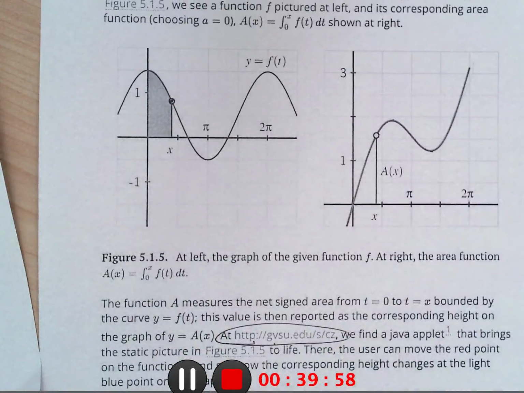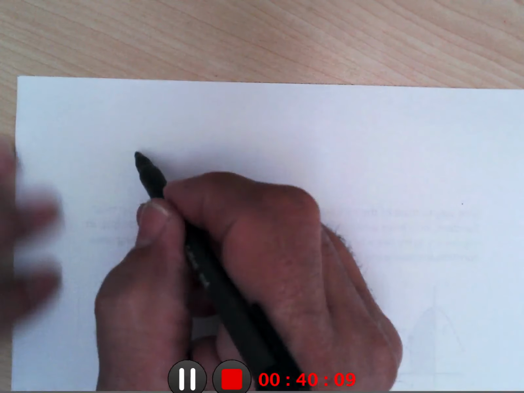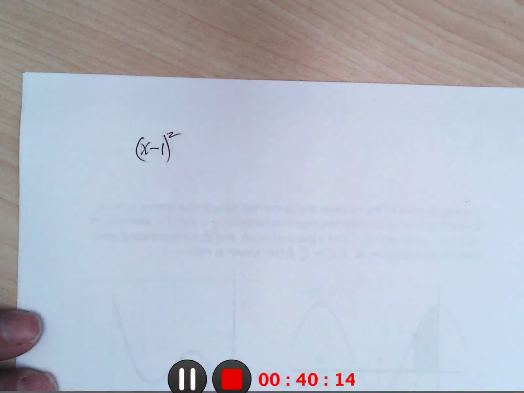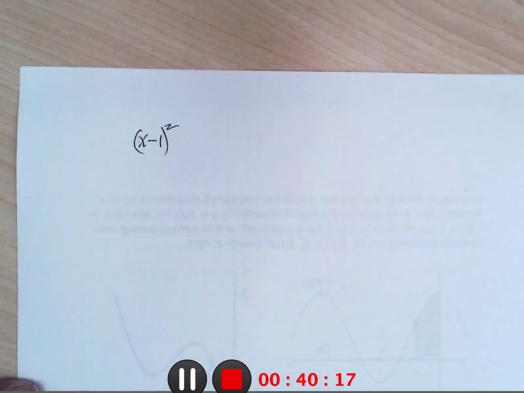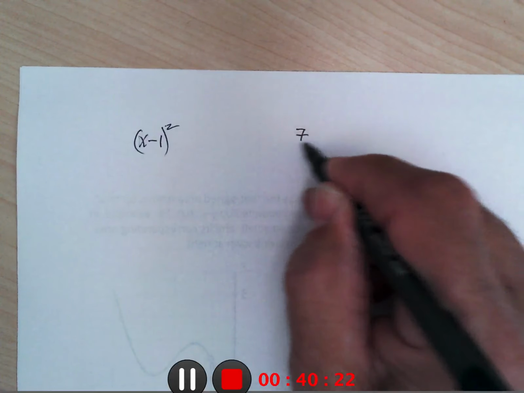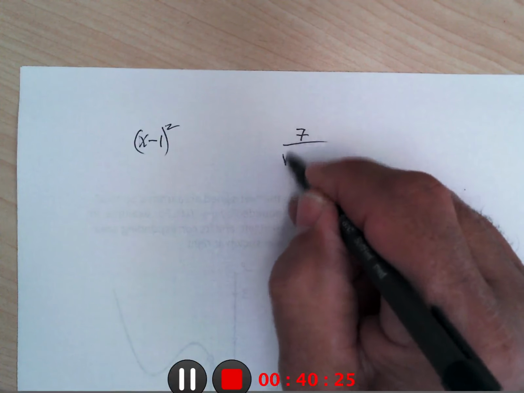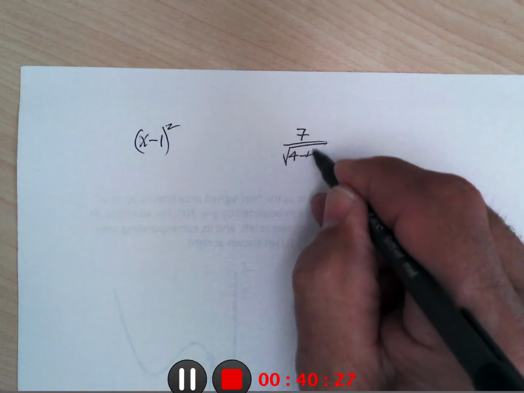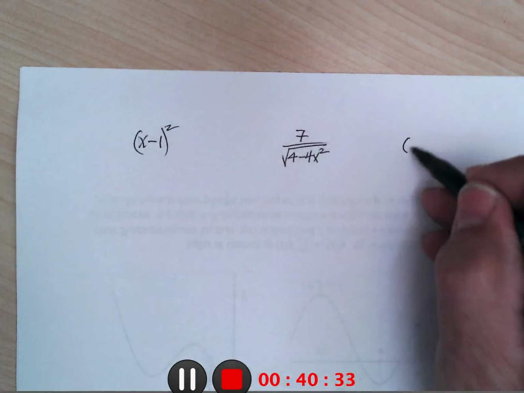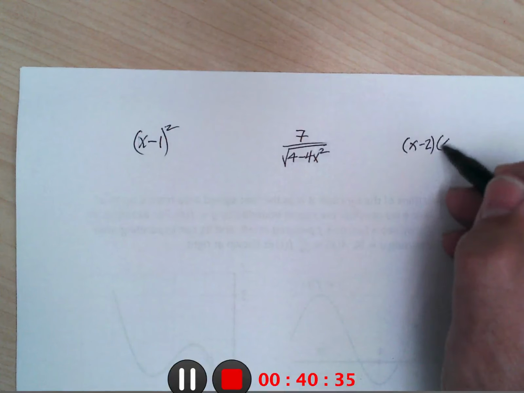Okay. All right. I did a couple antiderivative problems in class, and they were a little bit different in each class, so I'm going to go through the ones I did in class. One was x minus 1 squared, and I said, what's the antiderivative? Another one was something like 7 over square root of 4 minus 4x squared. And another one was x minus 2 times x plus 3, or something like that.